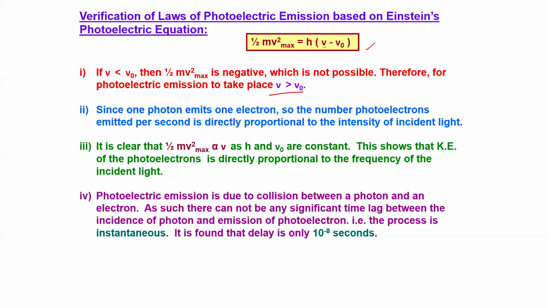And the fourth point is about photoelectric emission due to collision. Whenever there is photoelectric emission due to the collision between a photon and an electron, there cannot be any significant time lag between the incidence of a photon and the emission of a photoelectron. So we can say the process will be instantaneous and it will delay only for 10 to the power negative 8 seconds.